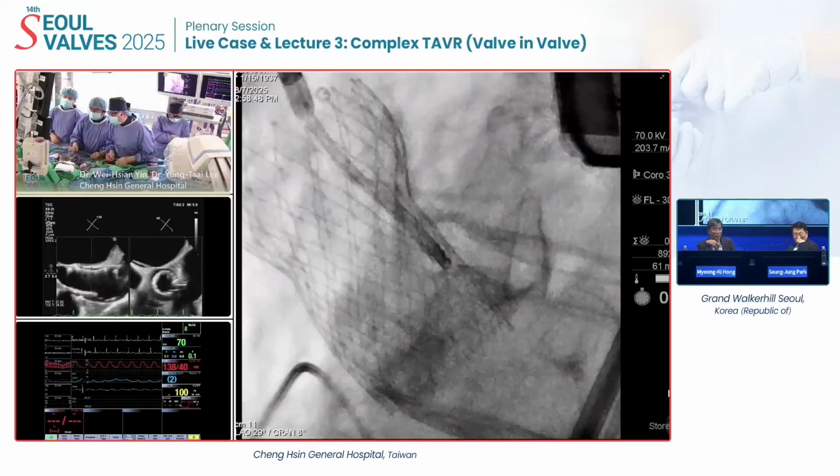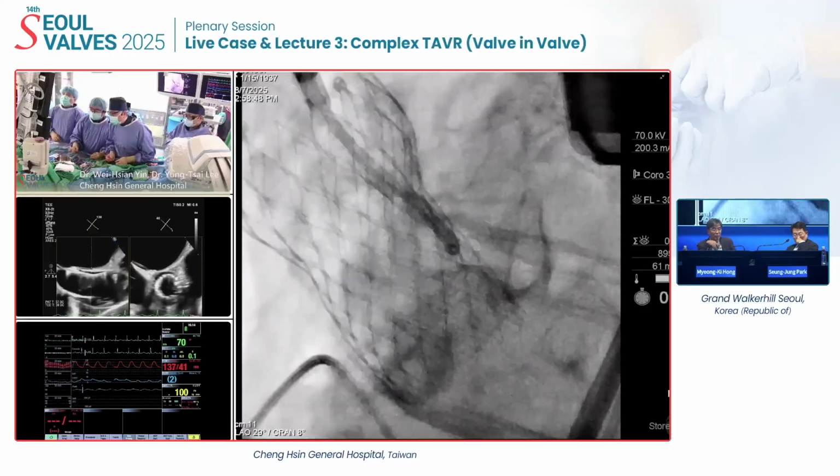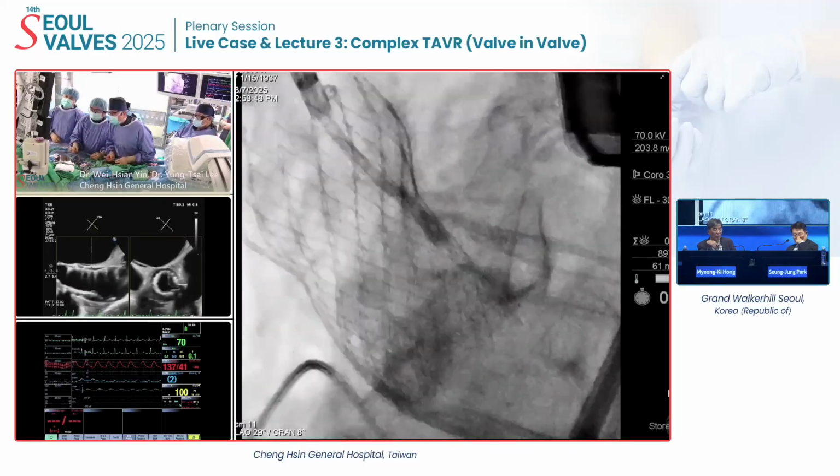Okay. Well, I wonder, all the experts, when you do leaflet modification, what will you do?